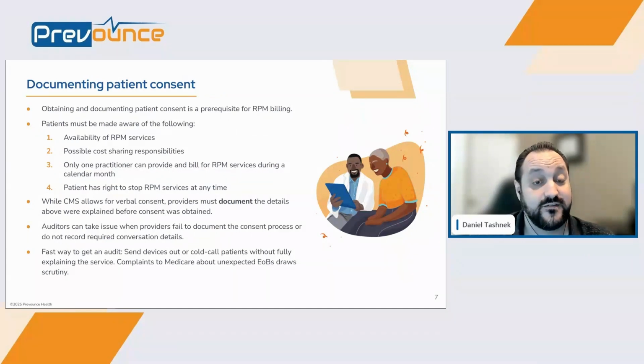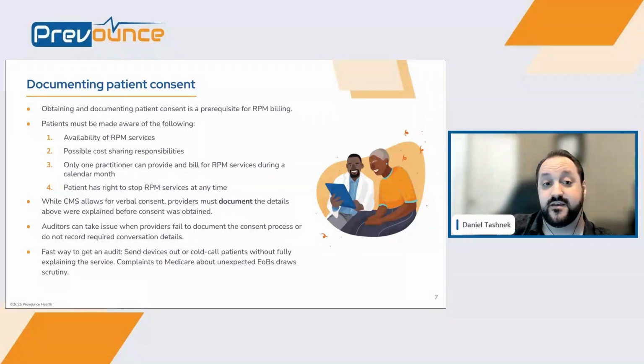You have to document knowing consent of the patient, and you have to make sure that you talk to the patient about the availability of the services, that there might be cost sharing, right, co-insurance. It's worthwhile to check to see if they have a secondary insurer or a joint enrolled Medicare Medicaid that might cover that, but you have to talk to the patient about it to make sure that there's set expectations. Also, that only one provider can bill for RPM service during the month, and then also that the patient can stop RPM service at any time.